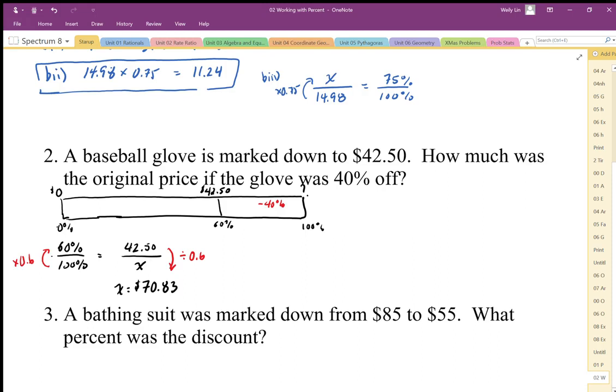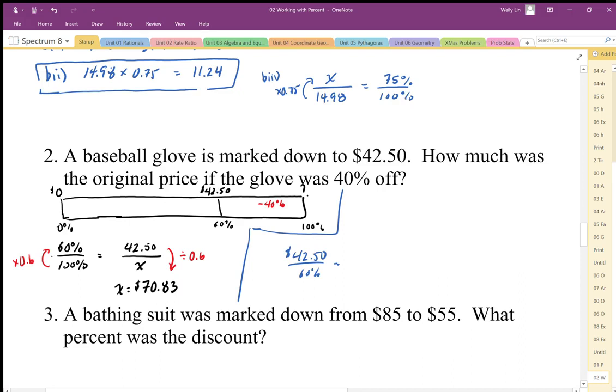So I want to show you that this is actually the up and down multiplier. Sorry, the left and right multiplier. I can divide $42.50 by 60%. And when I do that, just going to put this off the side, I'm going to get a unit rate per percent.